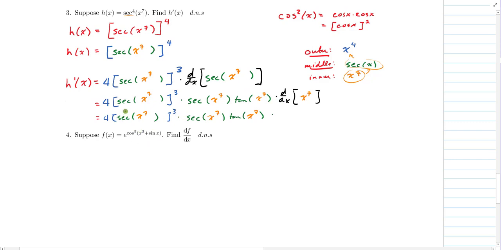Anyway, there was our outside, the derivative of the outside function, leaving the inside alone. Then we had the derivative of that middle function, leaving the innermost function alone. And now we're ready to take the derivative of that innermost function, which would just be 7x to the 6th.